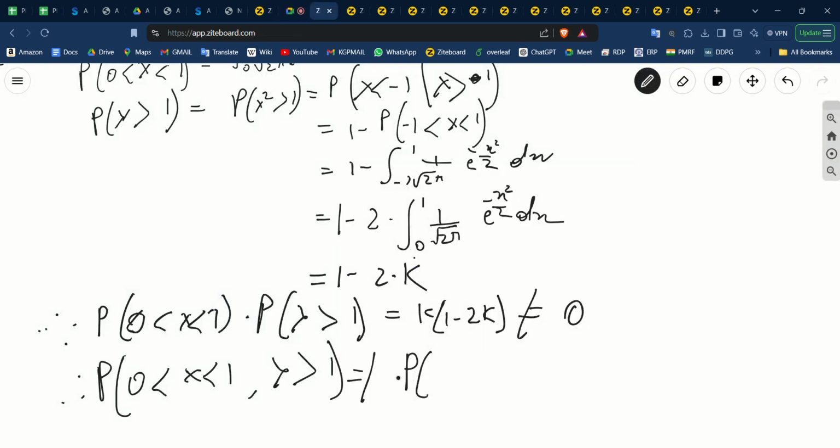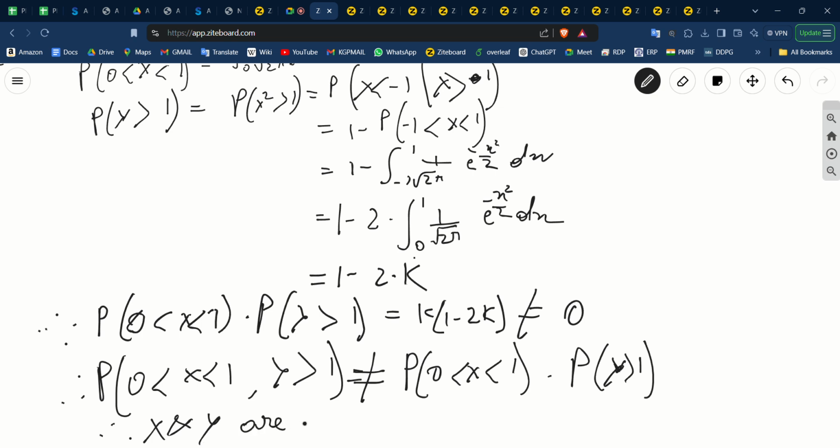So P of 0 less than x less than 1 and y greater than 1, clearly this was 0. This is the probability of the intersection of the two events, and the product of the probabilities of the two events will be P of 0 less than x less than 1 into P of y greater than 1. So this is k into 1 minus 2k, as we have seen, and k into 1 minus 2k is not equal to 0. Therefore these two are not equal. Thus, x and y are not independent.